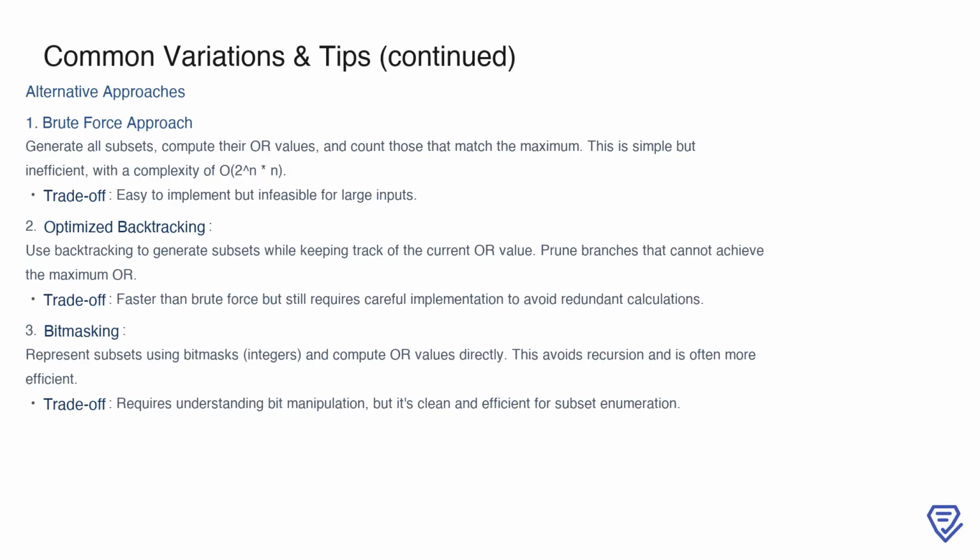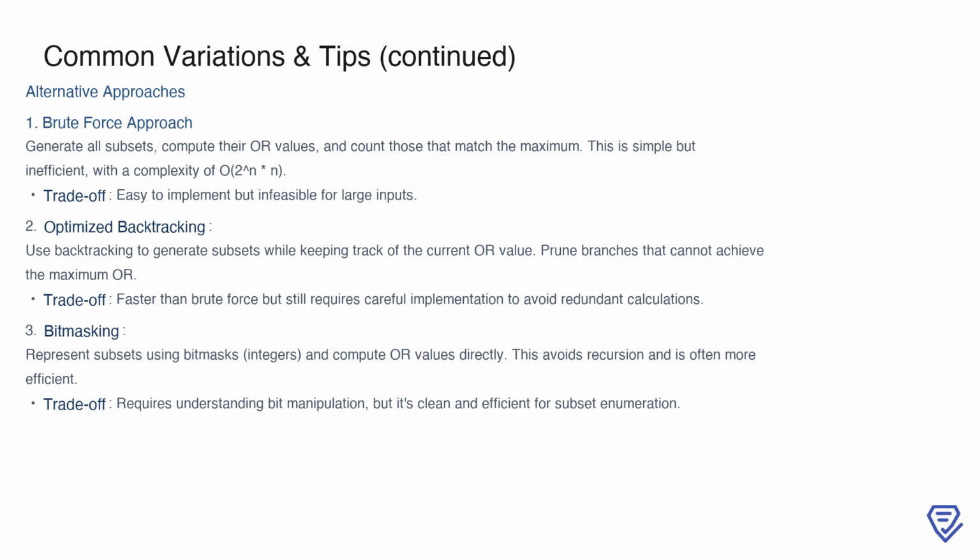There are multiple approaches to solving this problem, each with its own trade-offs. The brute force approach involves generating all possible subsets, calculating their OR values, and counting the subsets that match the maximum OR. While this method is simple and straightforward, its time complexity of O(2^n * n) makes it impractical for larger inputs.